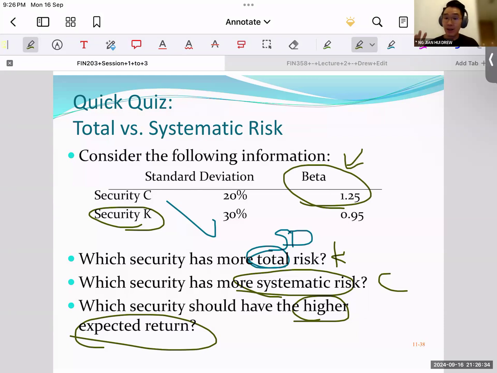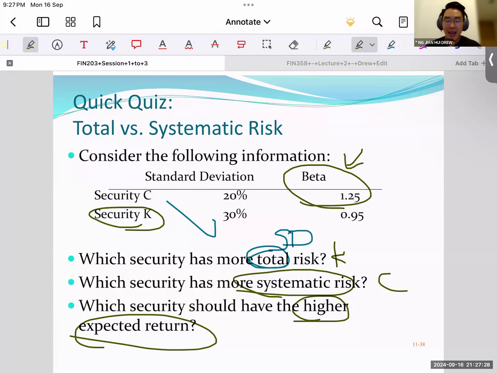So let me explain this concept again. This is a very important concept. Standard deviation measures total risk, and total risk includes systematic and unsystematic. Unsystematic risk is assumed to be diversified away, so you are only rewarded if you take on systematic risk, and systematic risk is measured using beta. So for part 3 of this question, the higher expected return must be based on the higher beta, because you're taking on more systematic risk, and therefore you should be rewarded for taking on this specific type of risk.